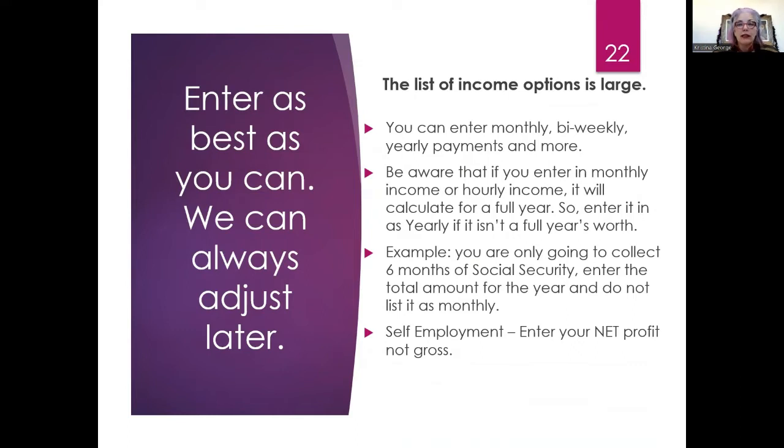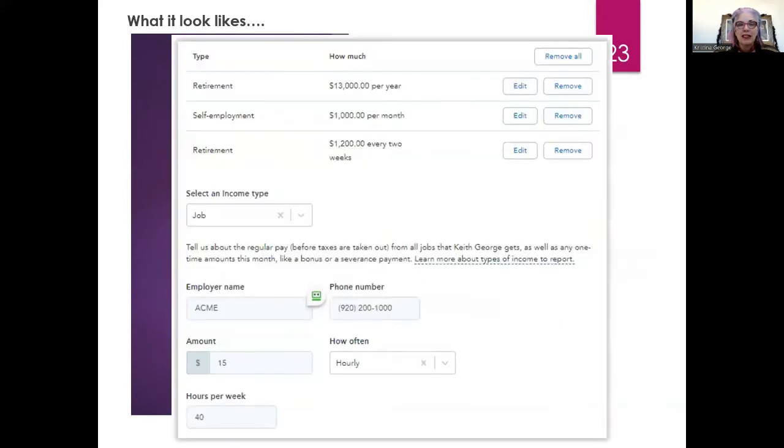So if you are only collecting, let's say, Social Security for half a year, don't put I'm collecting $1,000 a month, because it's going to calculate it for a whole year. Instead, just say 6,000 yearly. And then if you see that in your current one, maybe that's what we did last year, so you just have to update it. If you're not sure, again, reach out and talk to us. And self-employment is the only one that does not let you put it in any other way except monthly. So take your net profit, not gross, divide that by 12, and then stick that in as your monthly. And it kind of looks like this.